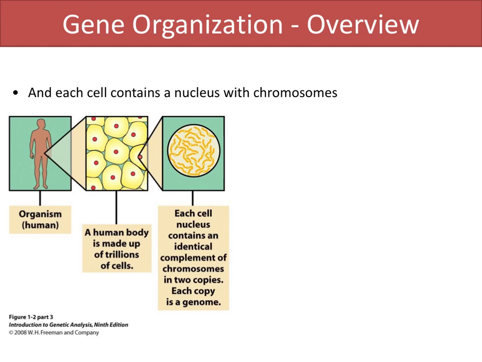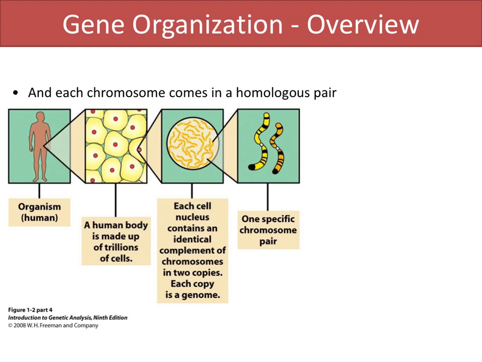Now, in each of our cells, we have a nucleus because we're eukaryotic. And in each nucleus, we have the whole genome, all of it, not just part of it. We have 23 pairs of homologous chromosomes. And what that means is each chromosome comes in 2 pairs. These are identical chromosomes in that they have the same genes on them, but they might have different alleles.